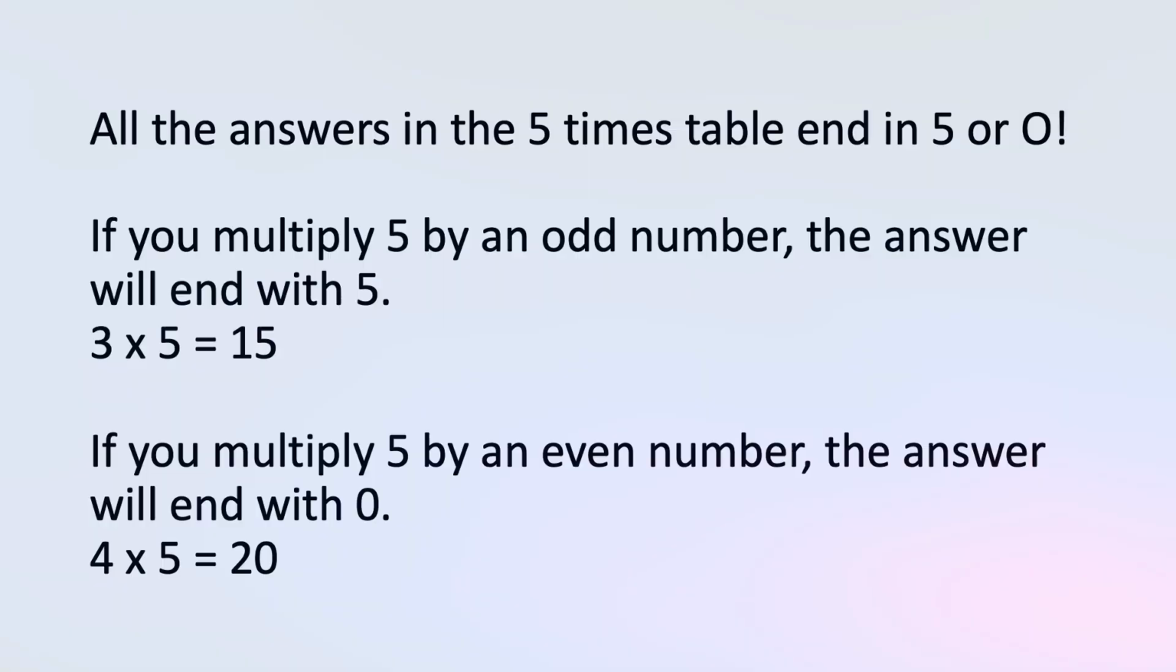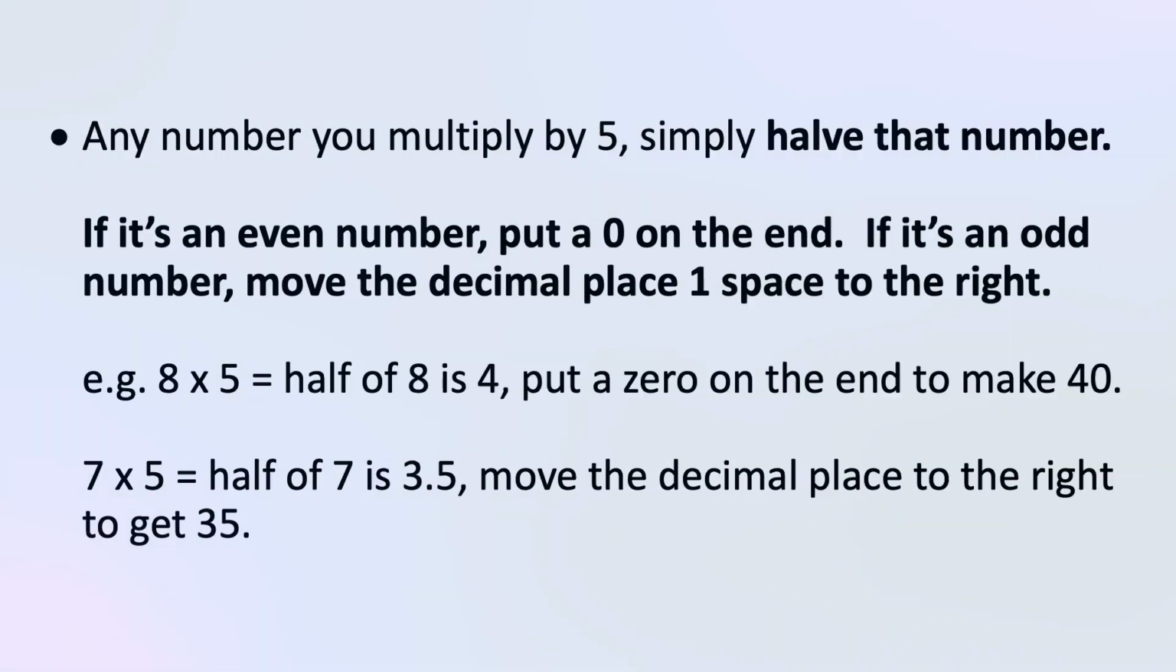5. Multiplication by 5. All the answers in the 5 times table end in 5 or 0. If you multiply 5 by an odd number, the answer will end with 5, so 3 times 5 equals 15. If you multiply 5 by an even number, the answer will end with a 0, so 4 times 5 equals 20.